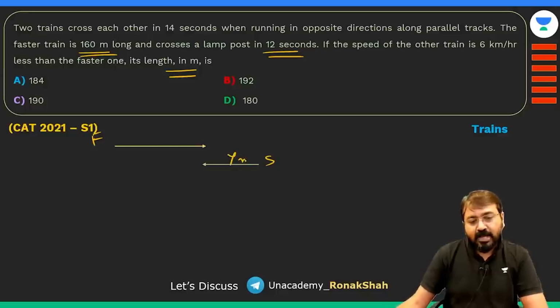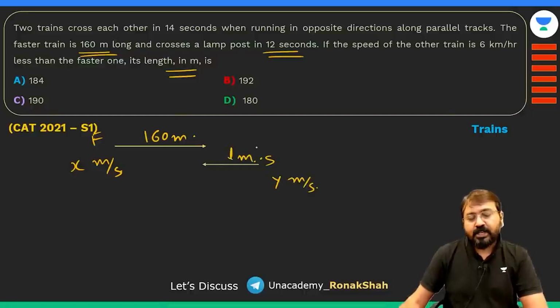Let's assume it's y meter and this is x meter. Now see, the faster train is, of course, we know it's 160 meter. So speed is x meter per second. And yeah, let's take this speed as y meter per second. We don't know. And this length has L meter. So we need to find out value of L.